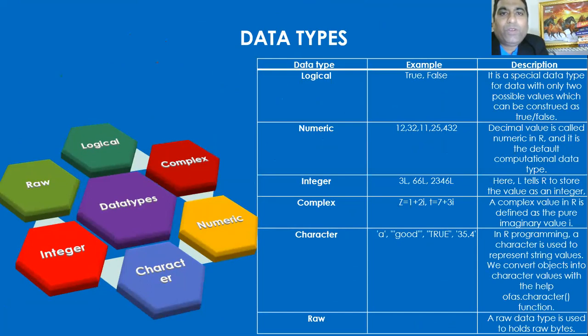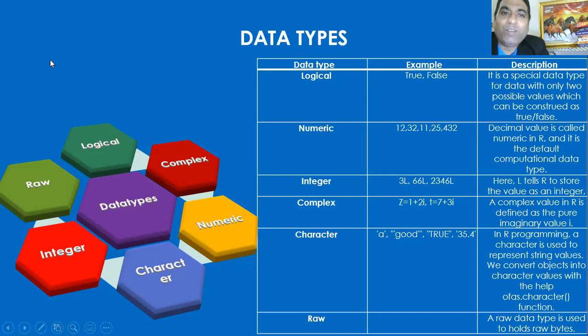So now I'll demonstrate data types. How many data types are in R programming? So you can refer here. The data types are logical data type, then numeric data type, then integer data type, complex data type, character data type, and raw data type. Okay. So when I say logical data type, the logical data type is probably true or false, 0 or 1, yes or no.